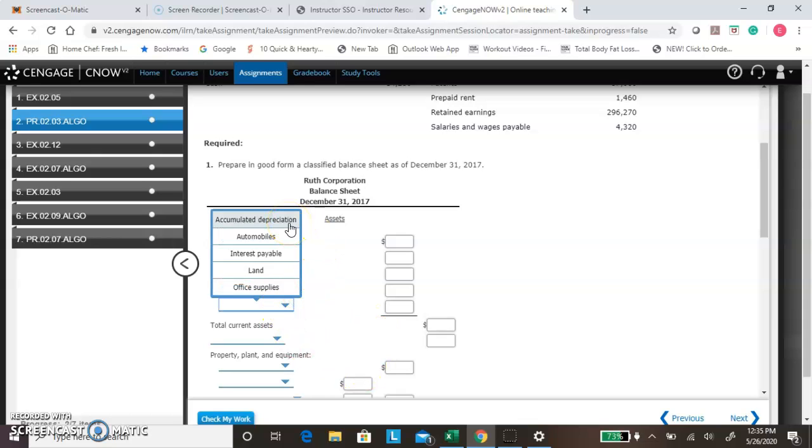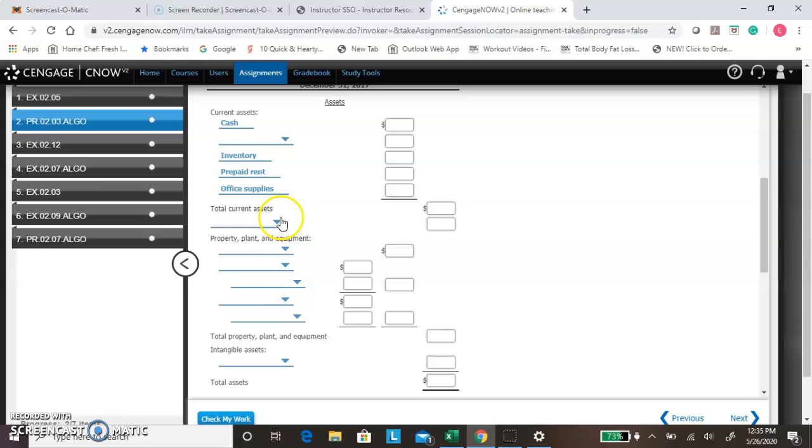Accumulated depreciation is not a current asset. That just lowers your long-term assets. Automobile is a long-term. Payable, liability. Land, long-term asset. Office supplies, you typically use your office supplies within a year. I won't put the numbers over here. But you would total those current assets and put them over here.